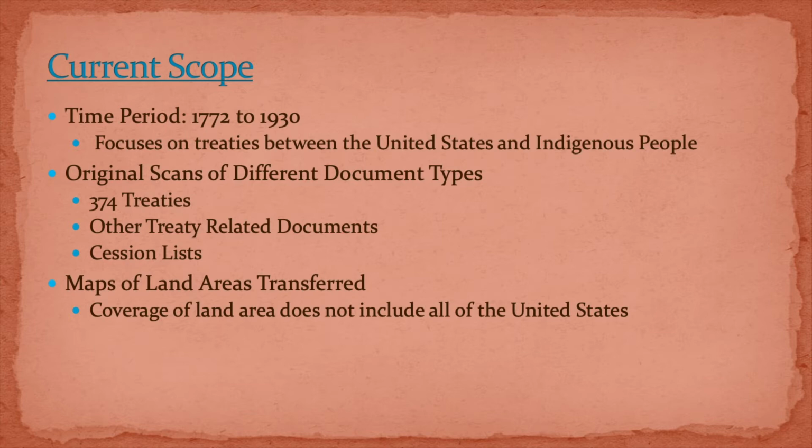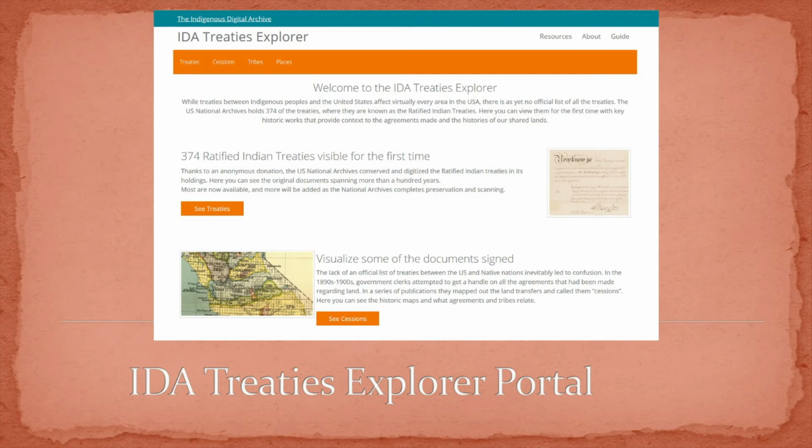For more information about the scope of the digitreaties.org website, make sure you take a look at the About link that's on top of the page. I've also provided a link to that page in this slide. Okay, it's finally time to explore the IDA Treaties portal. Remember, you can get there through digitreaties.org.